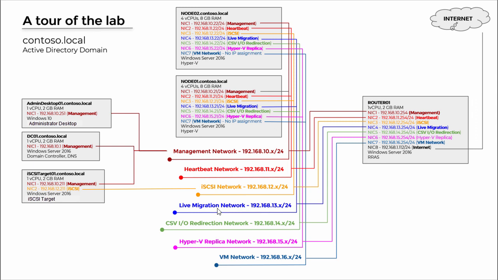For example, you can use a migration network of 10 gig for the cluster nodes in the same site and another migration network of 1 gig for the cluster nodes in a different site. NIC5 is connected to the CSV IO Redirection Network. This network will be used by a Hyper-V host which has failed storage paths or adapters to redirect all of its storage IO traffic over this network to a Hyper-V host that still has connectivity to commit the data.